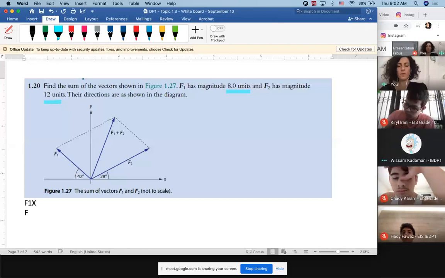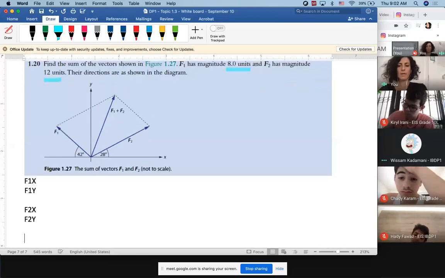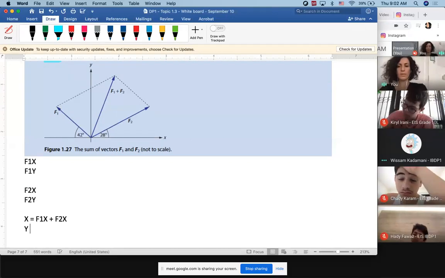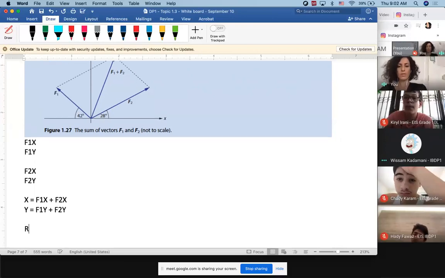Okay, I'm gonna do F1x, F1y. Then I'm gonna do F2x, F2y. Then what? Then add them together. So F1x plus F2x, is that what you're saying? And add this together as F1y plus F2y. And eventually find the resultant that I'm gonna call R and maybe the angle of it.